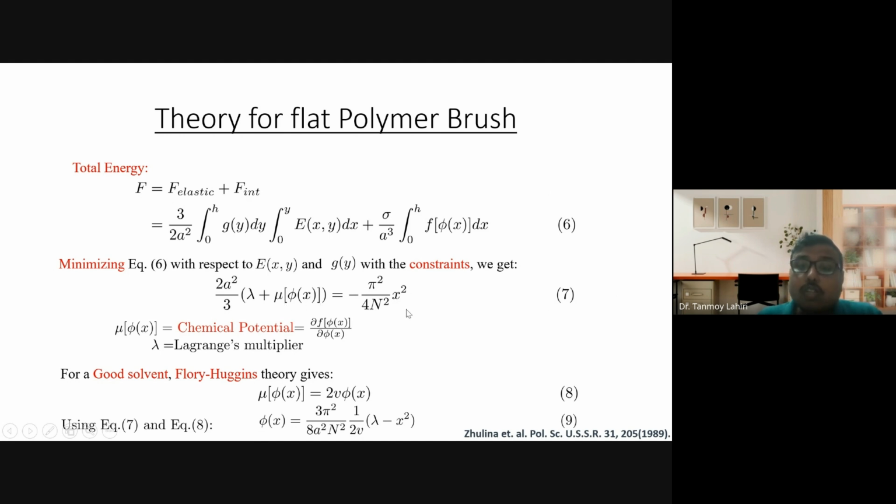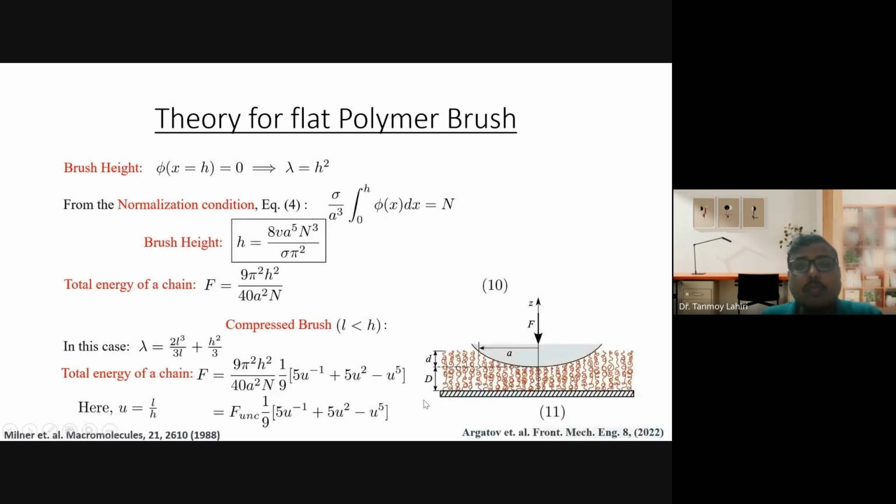So from equation 7, we can calculate the chemical potential using the Flory-Huggins theory in the good solvent case. This chemical potential can then be utilized to calculate what is called the volume fraction of the polymer segments, and equation 9 is basically the volume fraction of the polymer segments. If we calculate the volume fraction of the polymer segments, then ultimately we can calculate the total energy of a chain, that is, how much energy is stored. That is the elastic energy plus the interaction energy. And here in equation 10, we have the total energy of the chain.